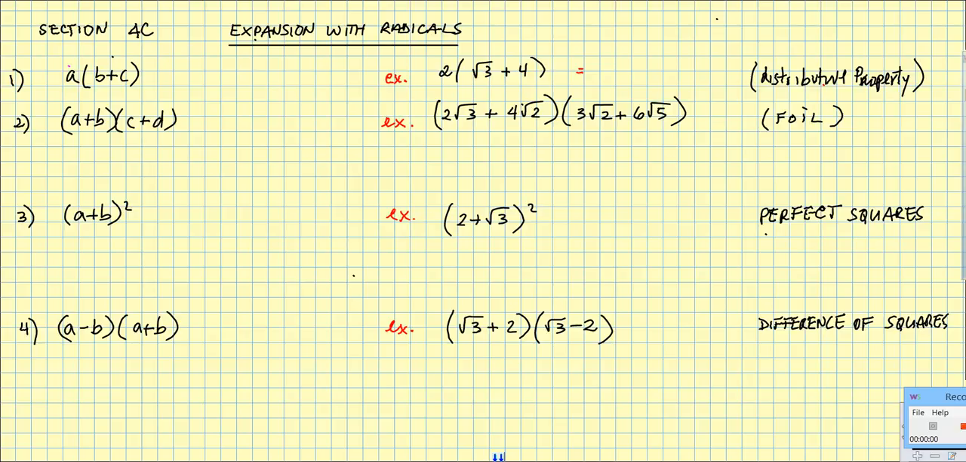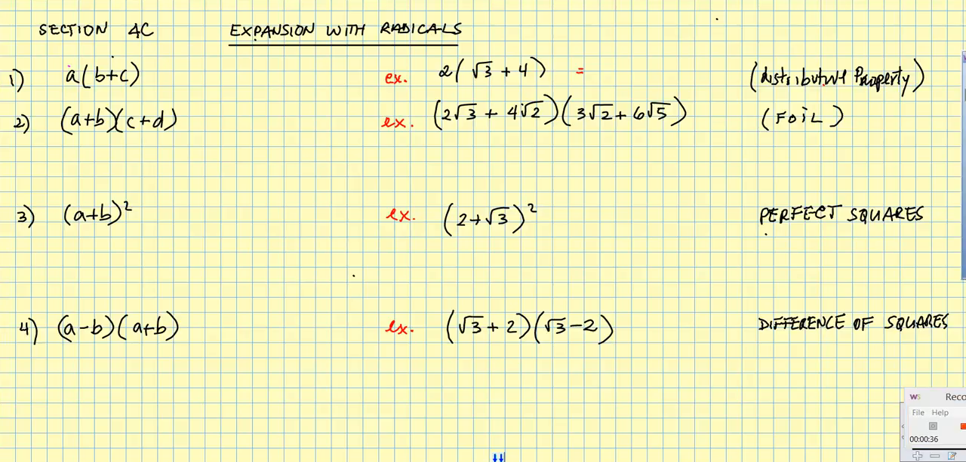So if we go back and take a look at all the different forms of expansion that we've looked at so far, which we did in the previous chapter, we had the distributive property as the first type of expansion. That meant that we had A multiplied by B and A times C, so that everything outside of the parentheses would be multiplied by what's inside the parentheses, so that you would get AB plus AC.